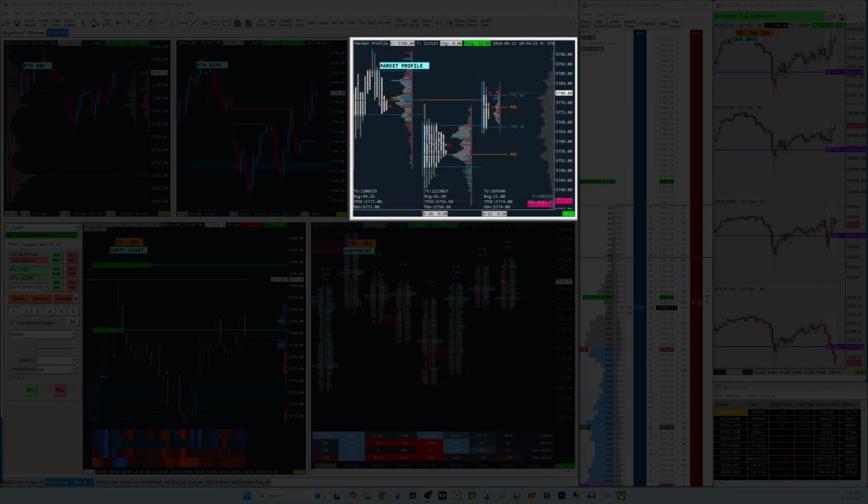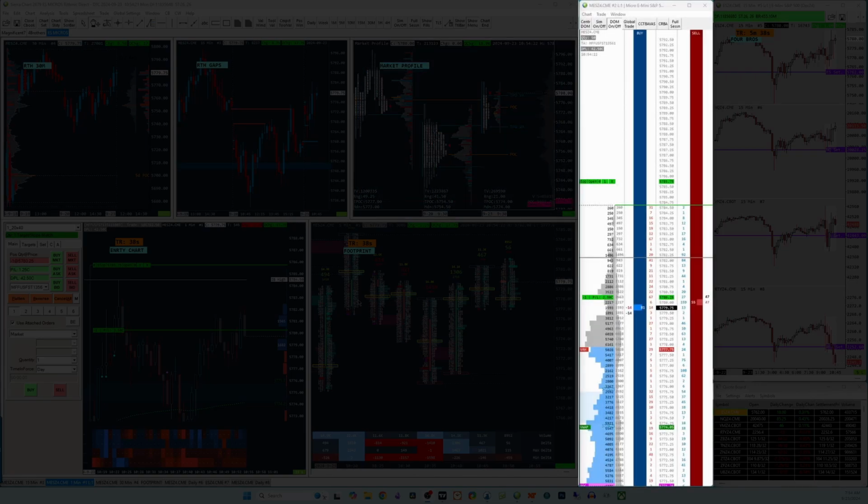Next, I have a market profile chart. This chart is very useful, especially for those of you that are market profile traders, where you like to see where the volume is, where the point of control is, the total volume for that day, the range for the day, and where the mid-range value is. Next, I have a very useful ladder, and that shows me where my entries and exits are. It also shows me a volume profile so that I know where the volume nodes exist.